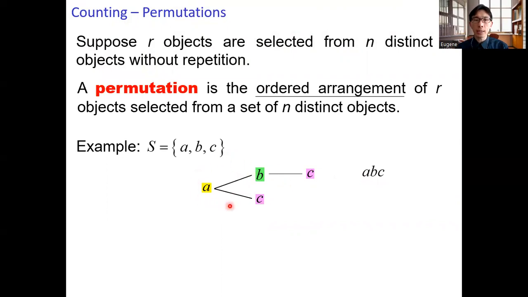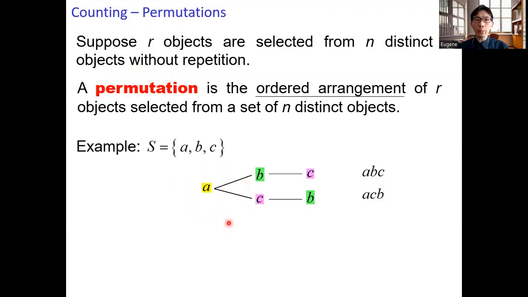The second case, A in the first position, C the second one. Then the third position must be the letter B. The ordered arrangement is A, C, B. We take order into account. So the sequence A, B, C is different from the order A, C, B.